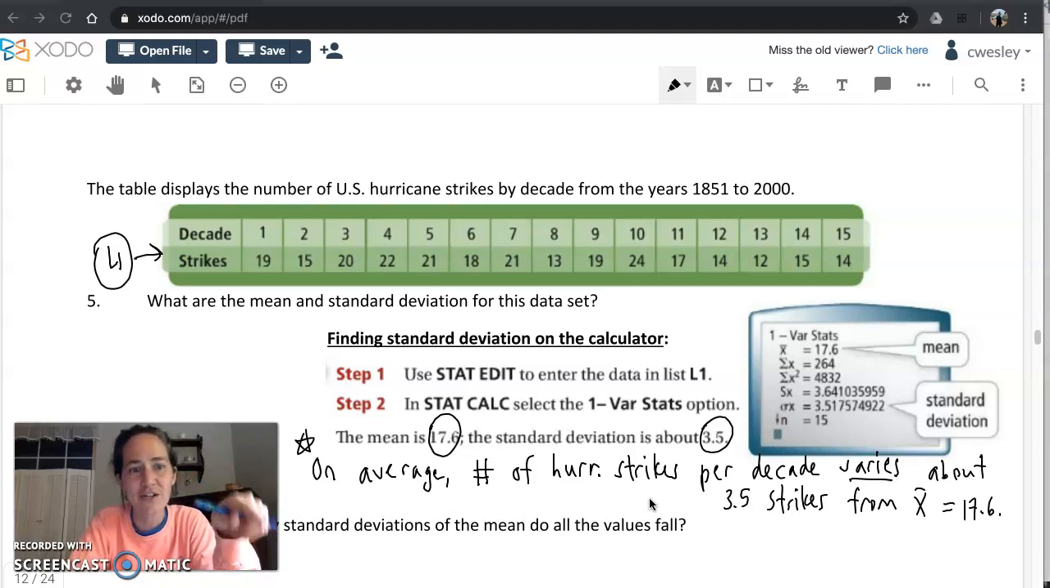Finding standard deviation. Statistics packet, where we left off, top of page 12. We want to finish this situation about hurricane strikes per decade.